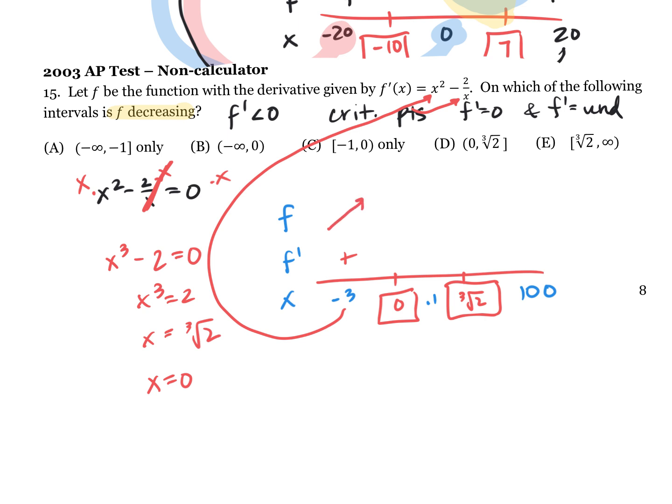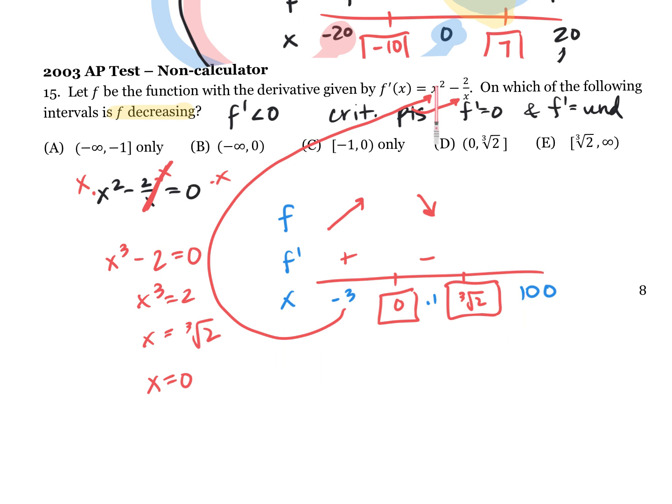Okay, this one we might have to think a little bit. 0.1 squared is positive, but it's going to be a pretty small number, right? Minus 2 divided by 0.1. A number divided by a smaller number is going to get us a bigger value, so 2 divided by 1/10 is really 2 times 10, which is 20. So 0.1 squared is going to be little, minus 20 is definitely going to get me a negative number. If f prime is negative, my function's decreasing.